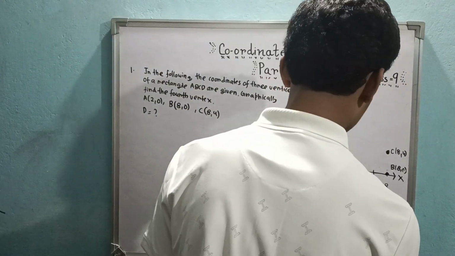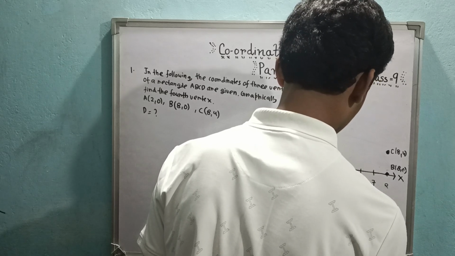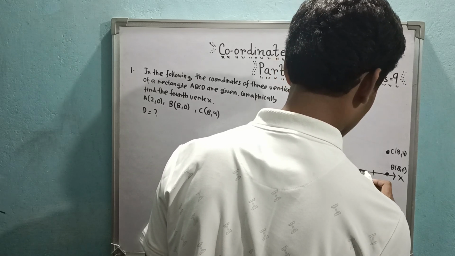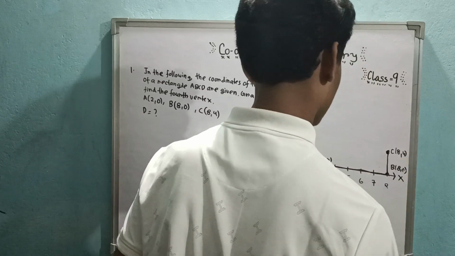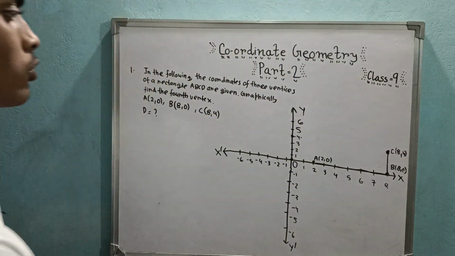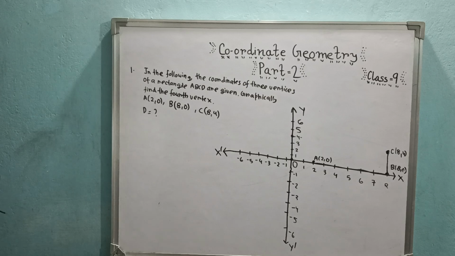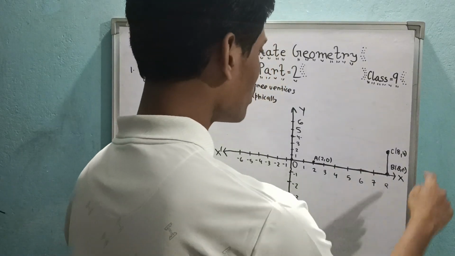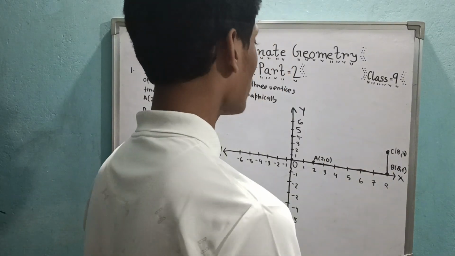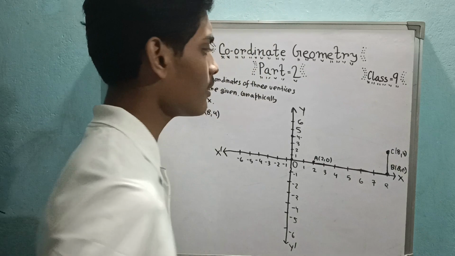Now just join these points, A, B, and C. AB is joined, then join B and C. So the fourth coordinate is missing, but it's a rectangle. So the length of AB should be equal to the length of CD. What do we know for a rectangle? Opposite sides are equal, right?